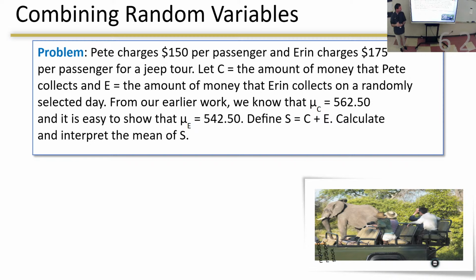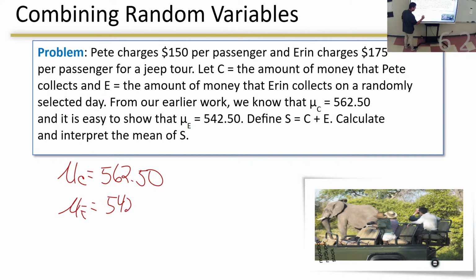Good for her. Let C be the amount of money that Pete makes. Let E be the amount of money that Erin makes. From our earlier work, we know that mu sub C, how much Pete normally makes on a trip, is $562.50. Erin normally makes $542.50, even though she charges more. She doesn't make as much.